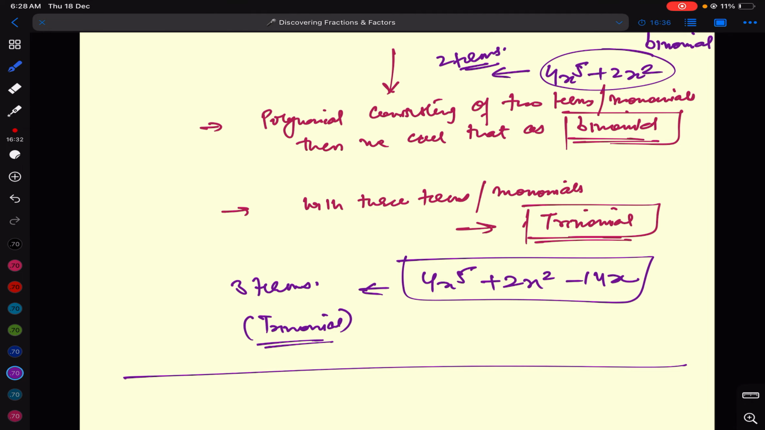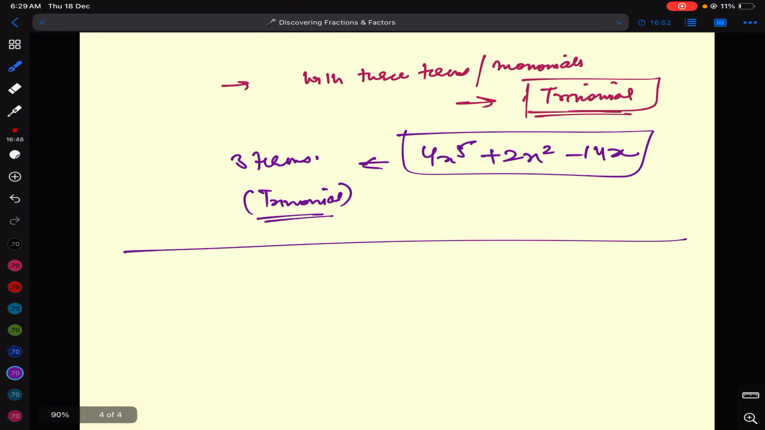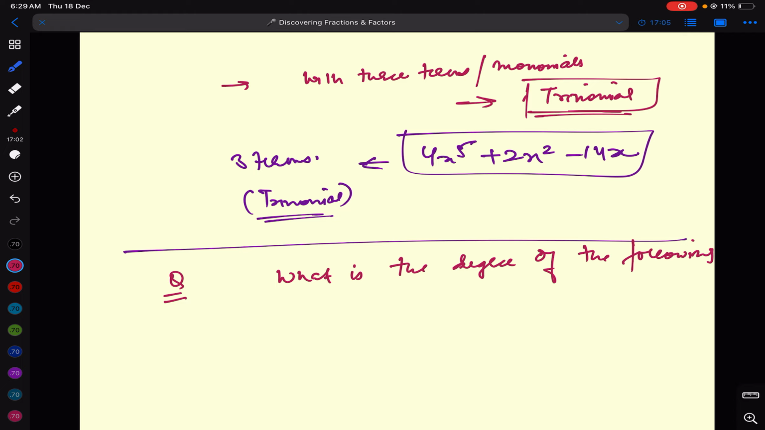Now we will see a few examples wherein we will be figuring out the degree of the polynomial and how we rearrange them, something like that. So we'll see a few examples now based on what we have studied so far. So the first is, what is the degree of the following polynomials? So the first polynomial that we have here is x squared plus x.